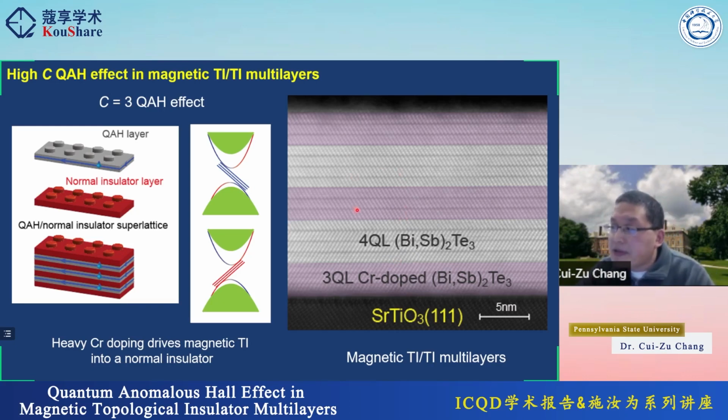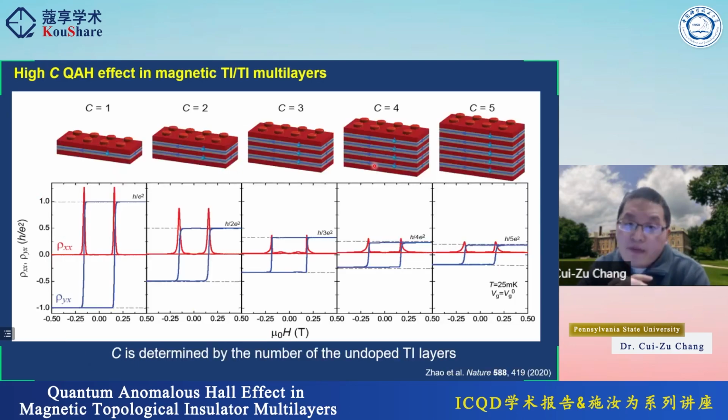And this is the TEM image. We can see the very highly ordered lattice structure in our magnetic TI and TI multilayer structures. We fabricated the magnetic TI and TI multilayer samples with periods from 1 to 5. From the Hall resistance, we can see the Hall resistance is h over e squared, h over 2e squared, up to h over 5e squared. In these five samples, the red color is the longitudinal resistance, which vanishes at zero magnetic field. This observation indicates the realization of high Chern number quantum anomalous Hall insulators with Chern number from 1 to 5.